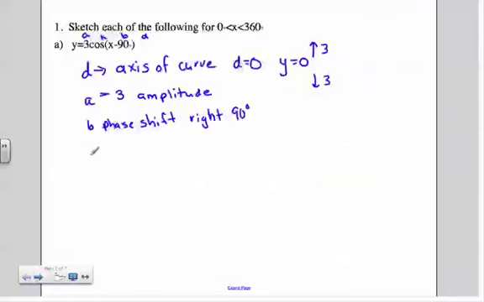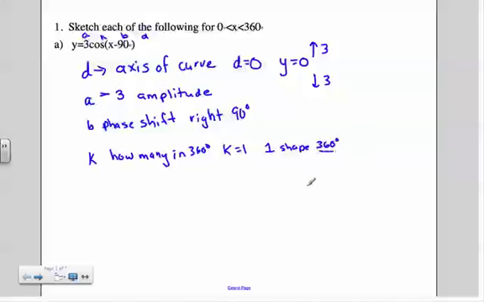So now the only other thing I need to worry about is K. And K is how many shapes you'll see in 360. In this case, we don't really have a K value. It's a 1. It can't be 0 because if it was 0, this whole bracket would go away. But it's K equal to 1. So that means one shape in 360. So 360 degrees is our period. That's just normal. That's a regular graph.